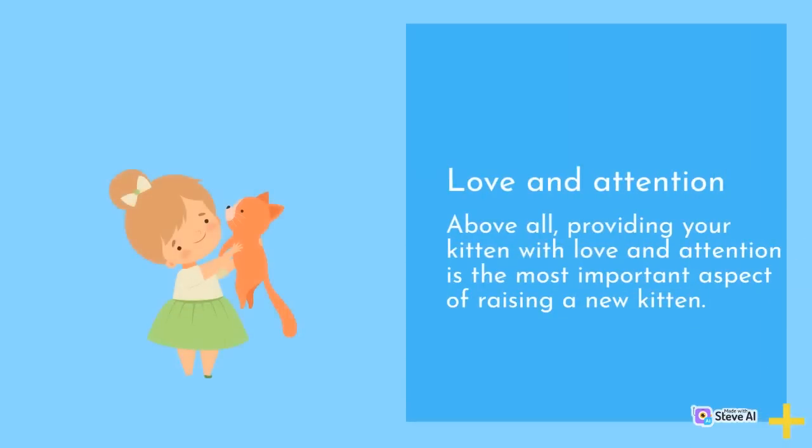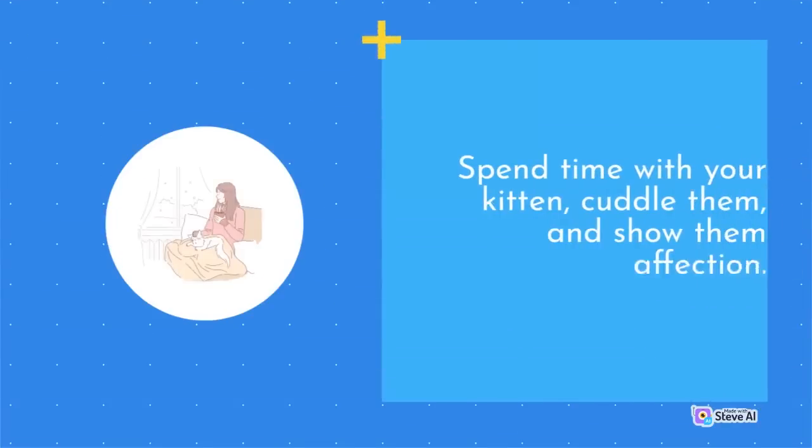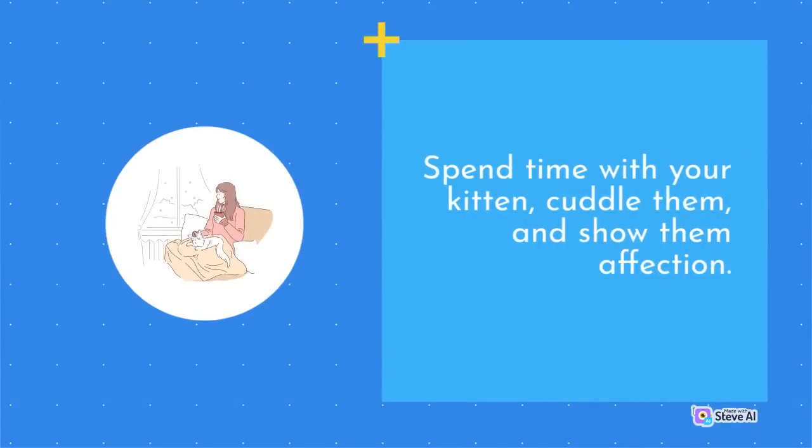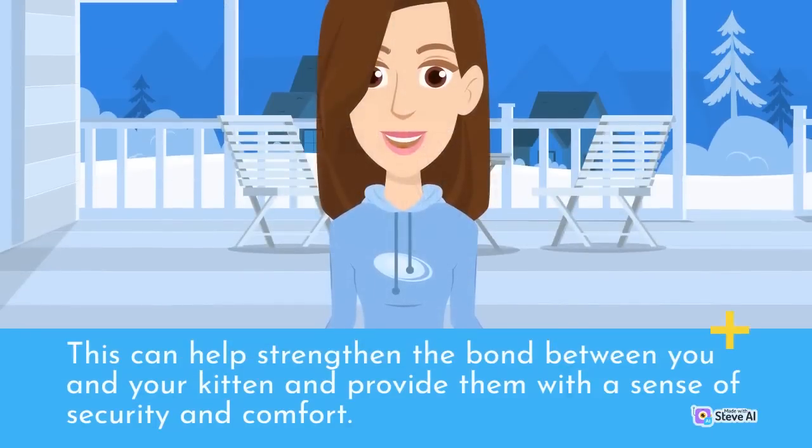Love and attention. Above all, providing your kitten with love and attention is the most important aspect of raising a new kitten. Spend time with your kitten, cuddle them, and show them affection. This can help strengthen the bond between you and your kitten and provide them with a sense of security and comfort.